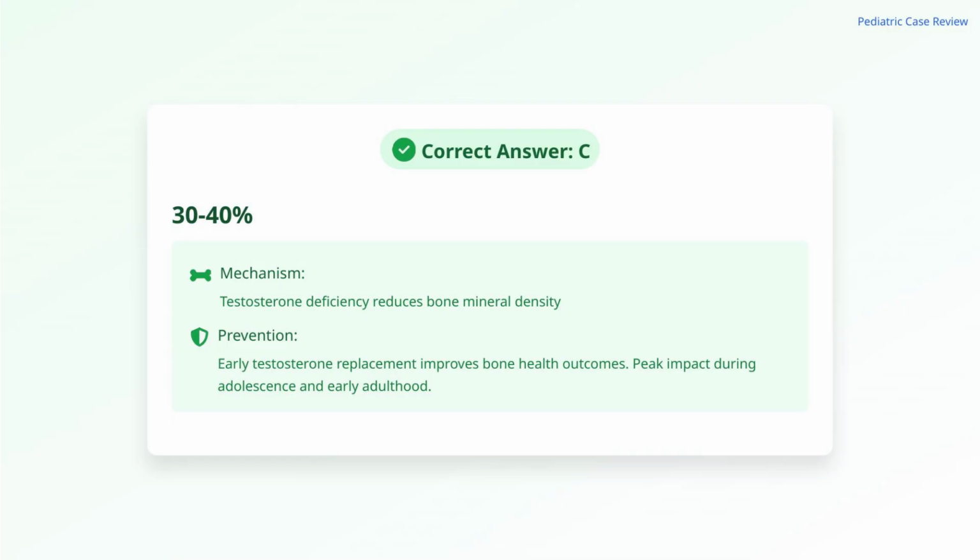Testosterone deficiency during critical bone development periods leads to reduced peak bone mass and accelerated bone loss. The impact is most pronounced when hypogonadism persists through adolescence and early adulthood. Early diagnosis and testosterone replacement therapy can substantially improve bone mineral density and reduce fracture risk throughout life.